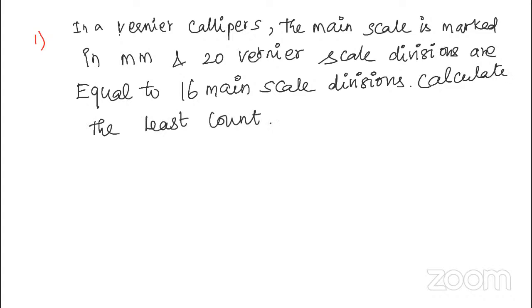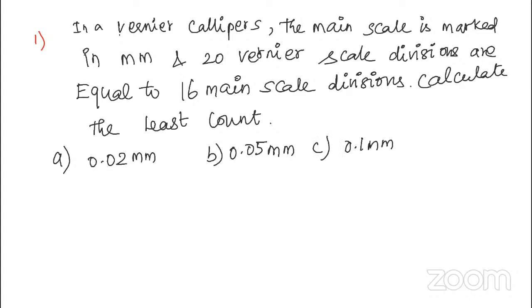Now calculate the least count. Here they are given the options: A is 0.02 millimeter, B is 0.05 millimeter, C is 0.1 millimeter, and D is 0.2 millimeter.